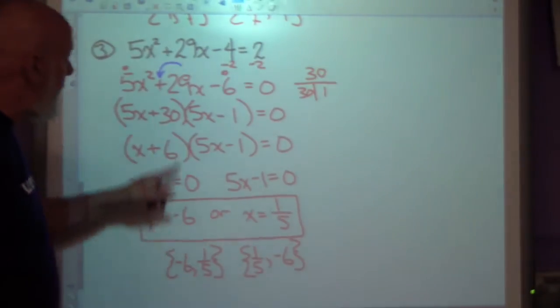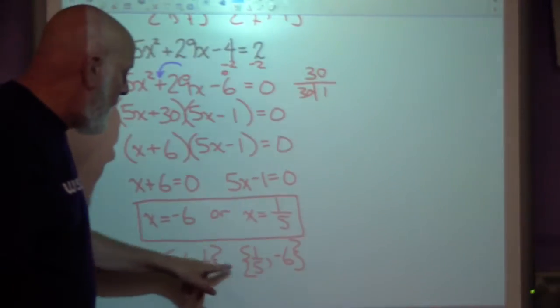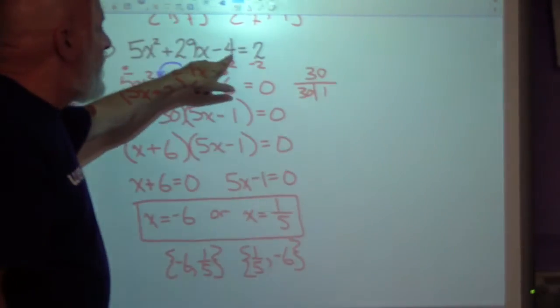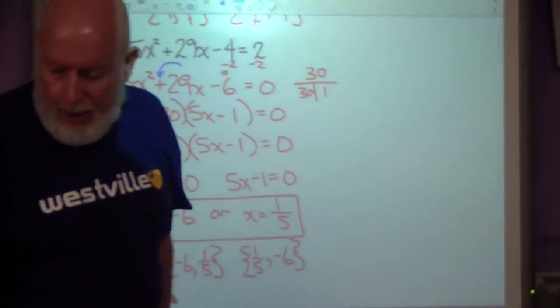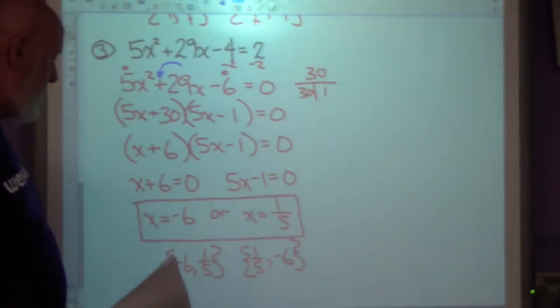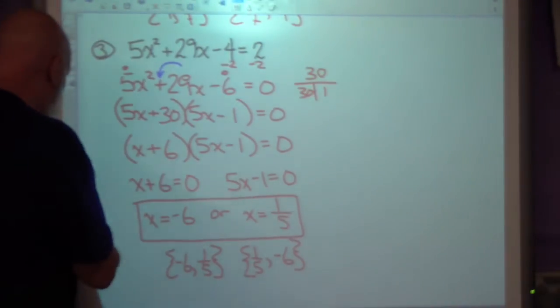That means I can plug in a negative 6 here and here, perform this arithmetic, and I'll get 2. Likewise, I can plug in 1/5 here and here, perform this arithmetic, and I'll get 2. And let's see if I got it right. 1/5 and negative 6. Yay! So there we are.